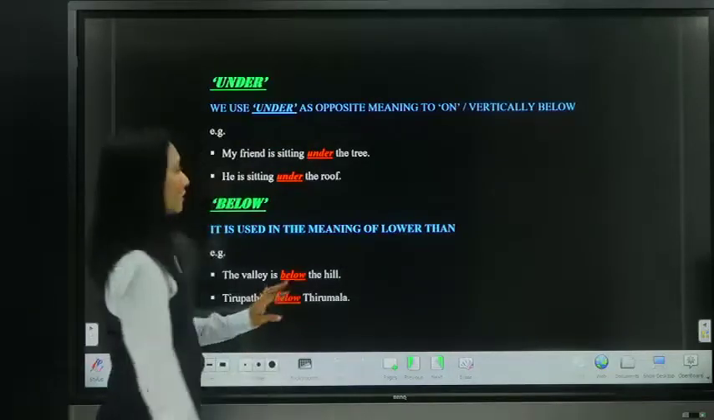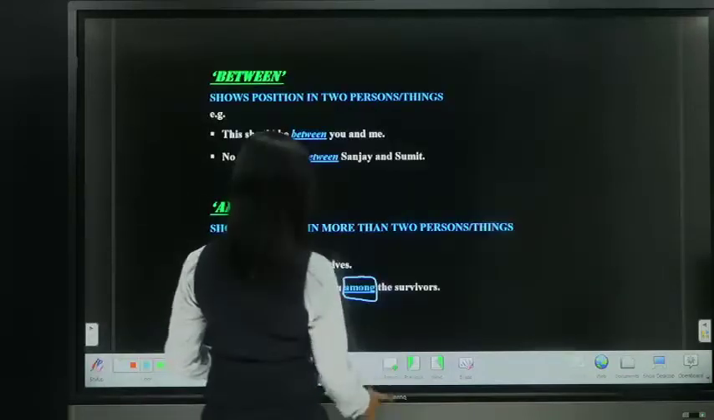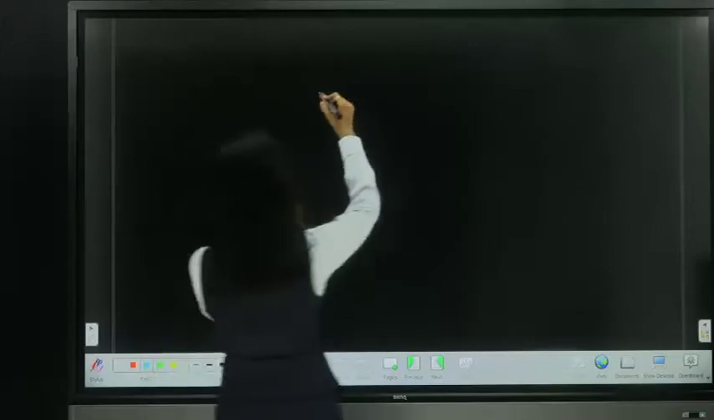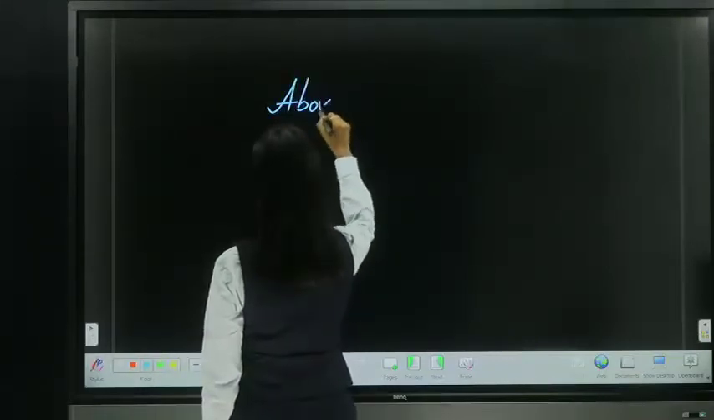The next pair here is under, below. Before talking about this, let me give some clarity here. You should understand the clear sense of usage.